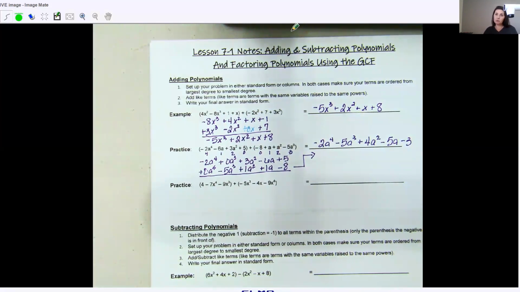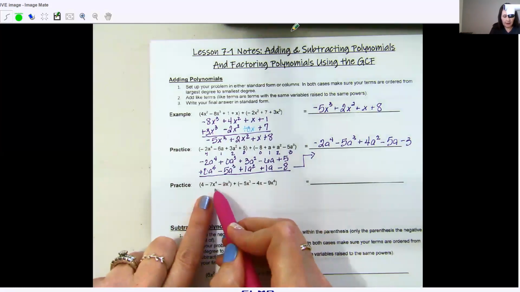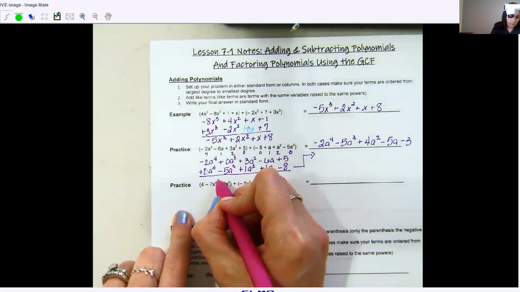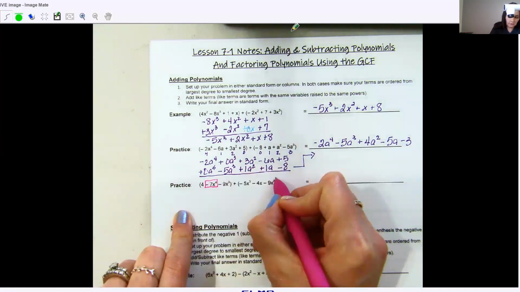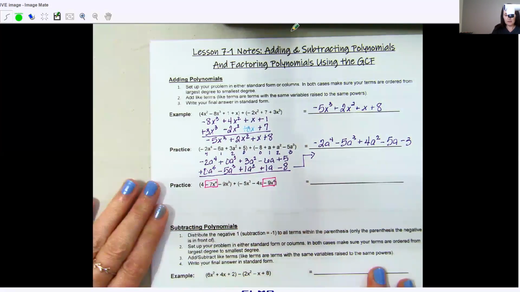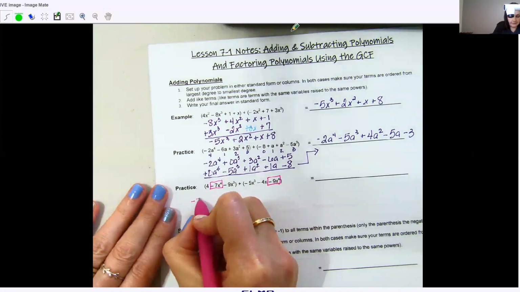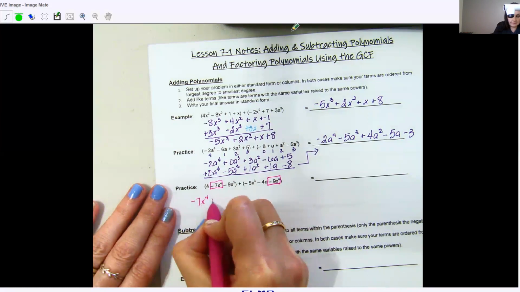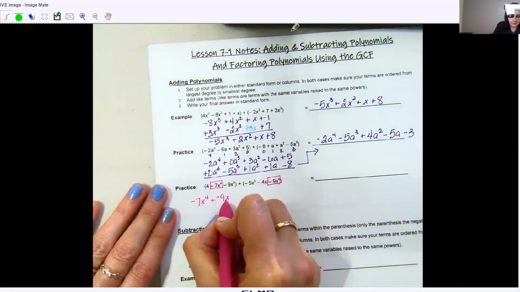Okay, I'm going to show you a different way to do this because this just might not be your preference. It might be too much work or whatever. So what I will sometimes do is start adding my 2 highest degrees together and go down that way. So in looking at this one, I have a degree of 4 here and a degree of 4 here. Okay, so basically I have negative 7x to the 4th plus negative 9x to the 4th. Okay.